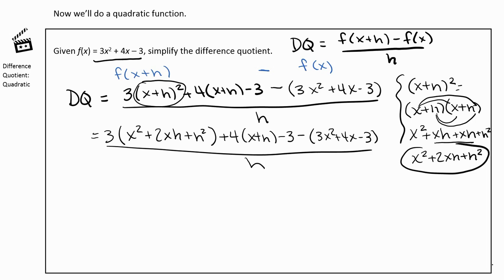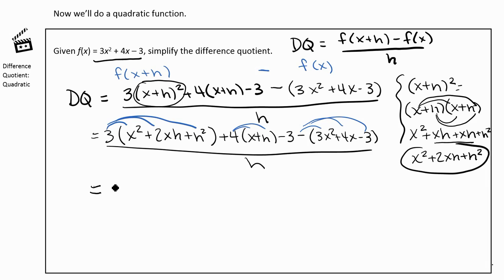Okay, now we've got a bunch of distributing ahead. First, we're going to distribute the 3 to everything here. Then we'll distribute our 4 here. And then we'll distribute our minus to these 3 terms. If this seems really easy to you, I would recommend you pause the video, work it out for yourself, and then see if you get the same thing as me. Or you can keep watching it step by step.